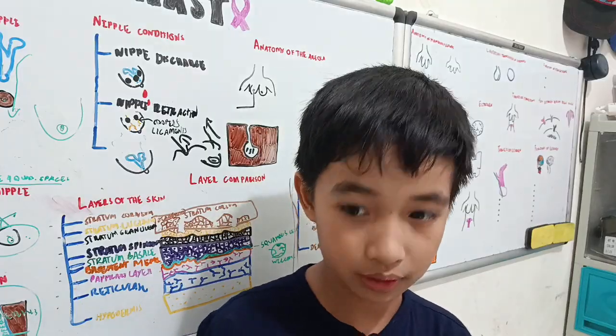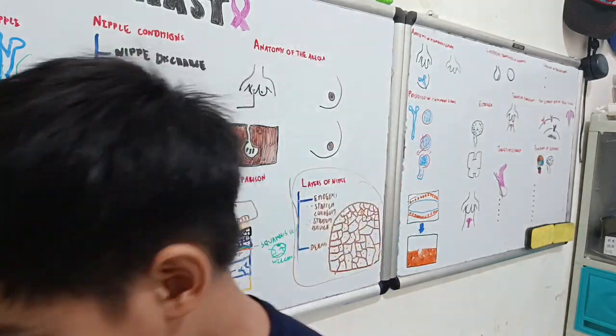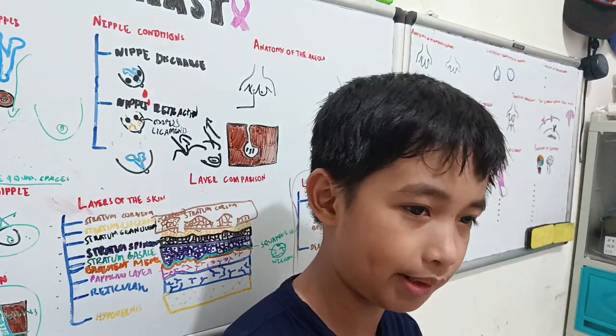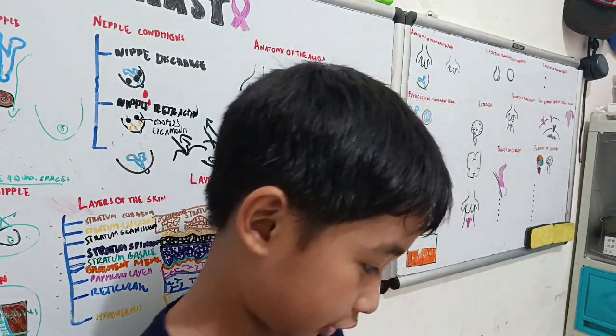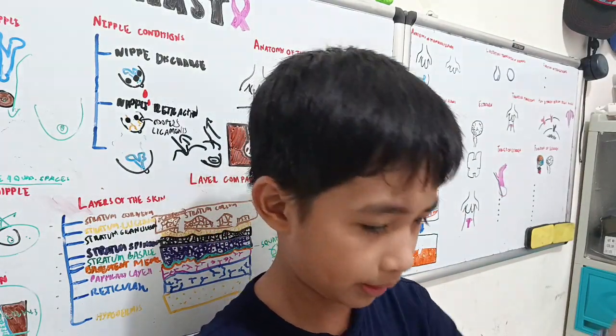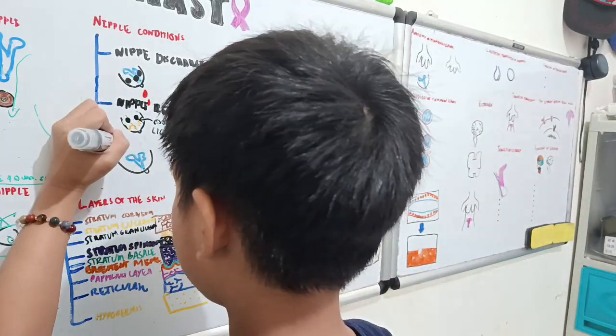What's about the last one? This is a type of cancer. What's this? This is Paget's. It's really scary. It's a type of breast cancer, but it's also really weird. What's this called? That is Paget's.